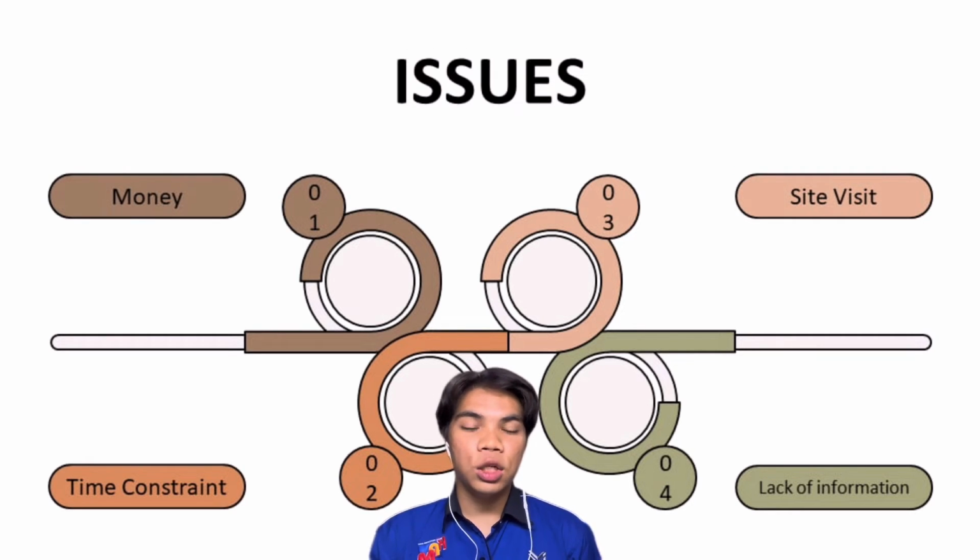So next, I'm going to talk about the issues that we faced during our group planning. The first issue that we needed to face is the money. At the time, we had a very limited amount of money, and we also needed to consider transportation costs and our meal costs. Therefore, we tried to squeeze the budget as much as we could so that we could avoid wasting money.